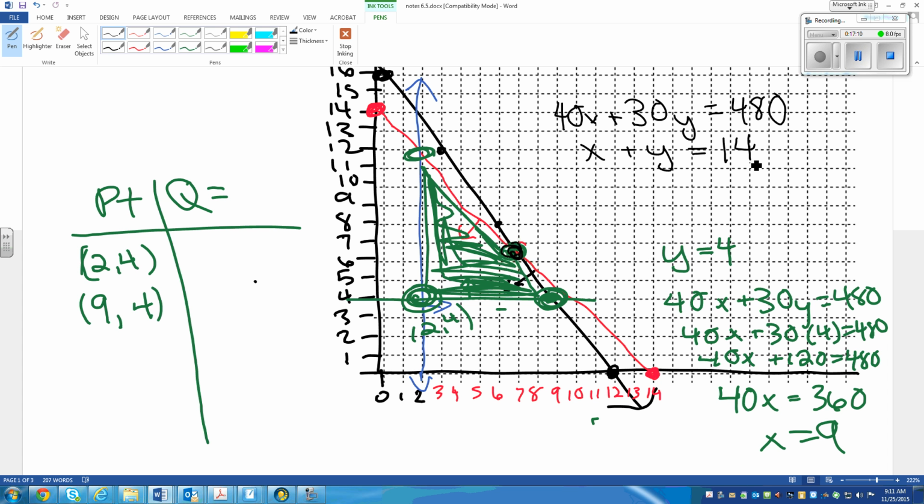If I multiply everything by 40, on the bottom I get 40x plus 40y. And what's 14 times 40? 560. Thank you, Reese. 560. So now we can do a subtraction, right? 40 minus 40 is nothing. 30 minus 40 is negative 10y. And then 480 minus 560 is equal to negative 80. When we divide by negative 10, we get y is equal to 8.